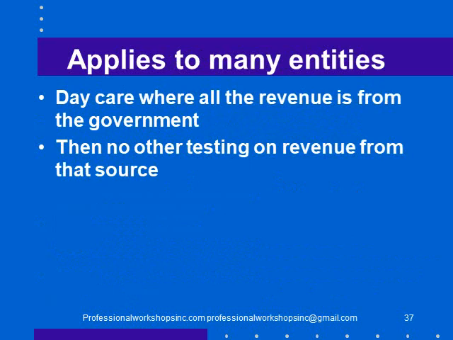Now this applies to many entities. A daycare, where all the revenue is from the government, and you send a confirmation. There's no further testing on revenue. We sent a confirmation. Don't care.